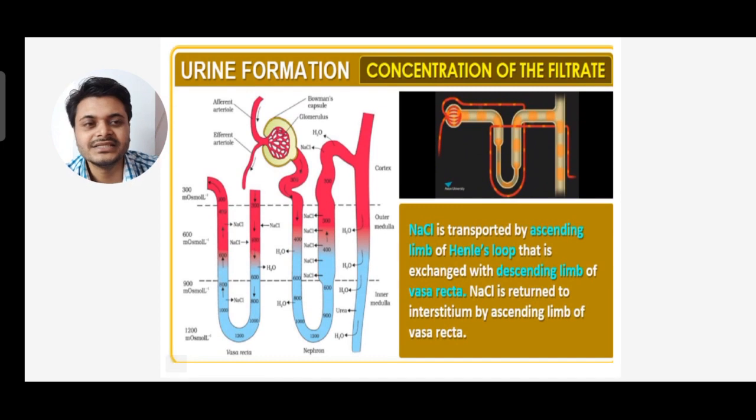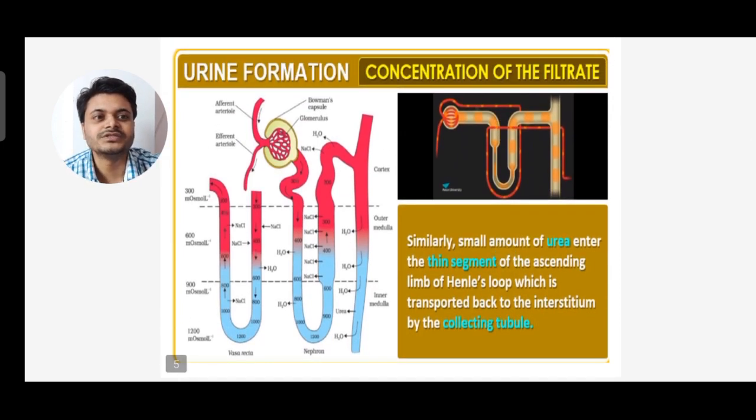NaCl, that is sodium chloride, is transported by the ascending limb of Henle's loop, and is exchanged with the descending limb of vasa recta. One is the ascending limb, another is the descending limb: the ascending limb of loop of Henle and the descending limb of vasa recta. So NaCl is returned to the interstitium by the ascending limb of vasa recta.